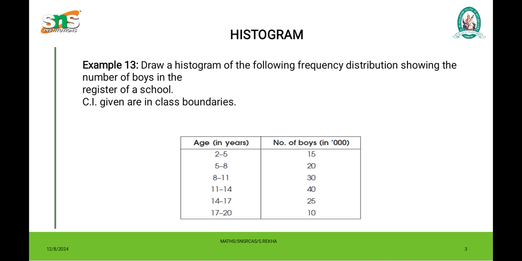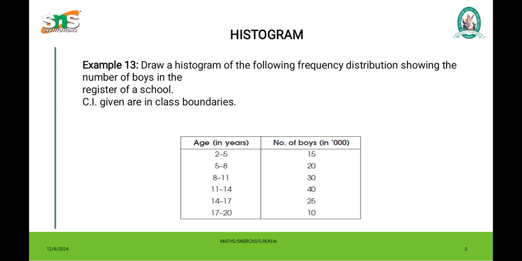So take some nearby school. For example, I have taken Violet Matriculation School. For 2 to 5 years, the number of boys is 15. In the 5 to 8 group, 20 boys are studying, in 8 to 11 it is 30 boys, whereas in 11 to 14 it is 40, in 14 to 17 it is 25 boys, and in 17 to 20 it is 10 boys. So these are the data given. How to represent this in the form of a histogram, we can see in the next PPT.